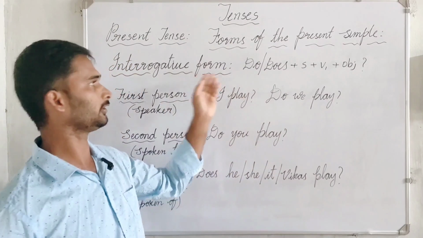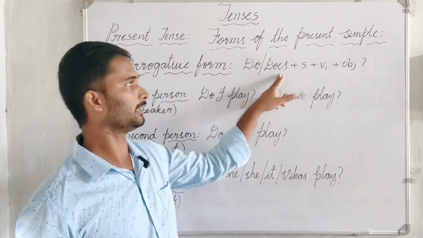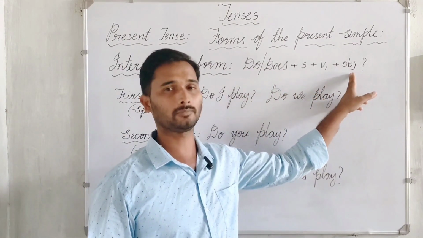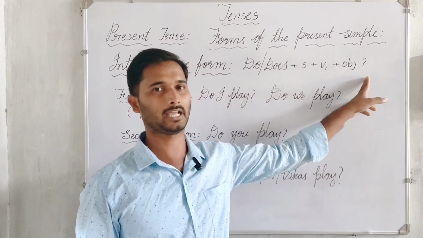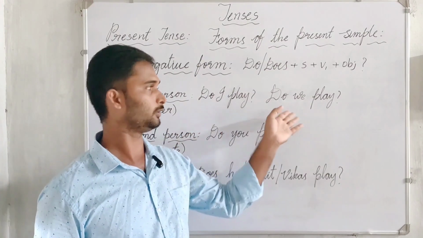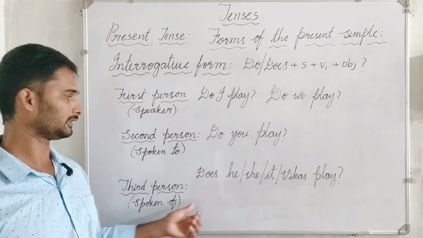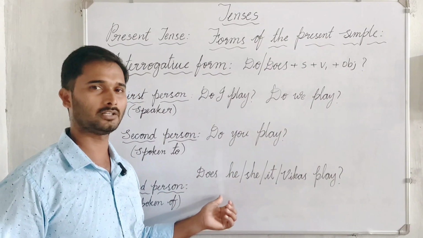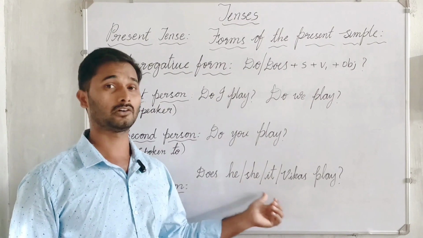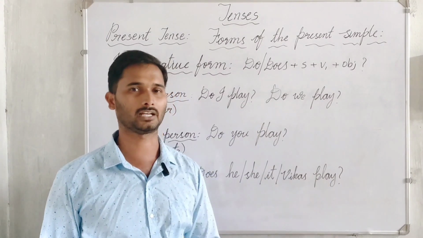Present indefinite tense interrogative form. The formula of present interrogative form is do or does plus subject plus V1, means the first form of the verb, and object, and at the end of that sentence we will be adding a question mark. First person, do I play? Do we play? Second person, do you play? When it comes to the third person, we take the helping verb does for the singulars only: does he or she or it or any proper noun, Vikas, play? At the end of that, a question mark.